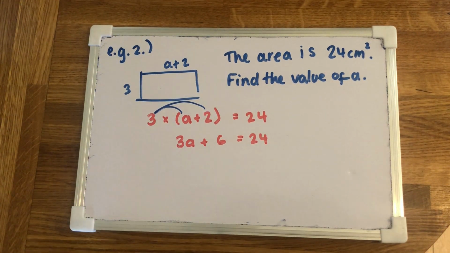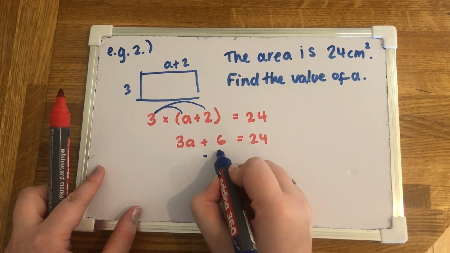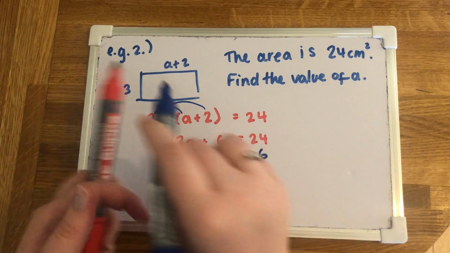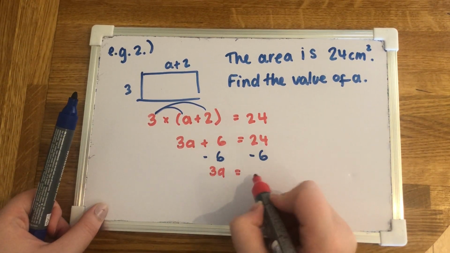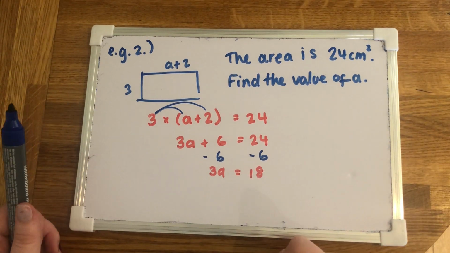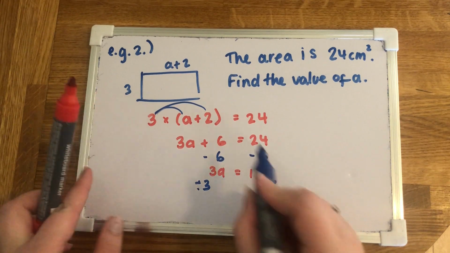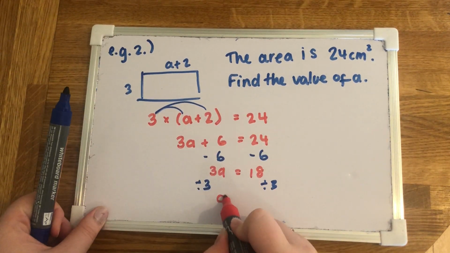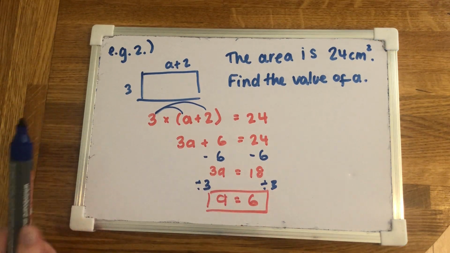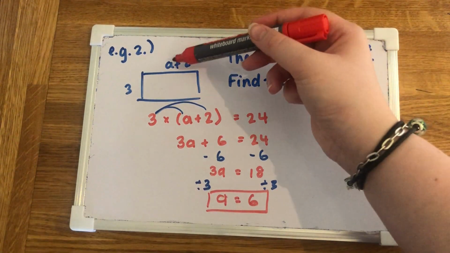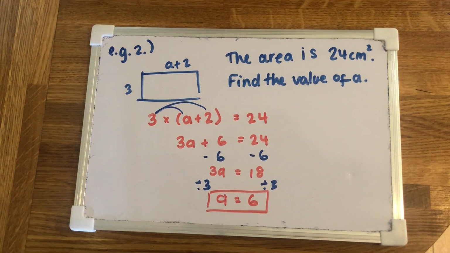Again, our aim is just to get A, so we're going to have to deal with this positive 6 first. So I'm going to subtract 6 from both sides, which gives me 3A is equal to 18. And then we divide by 3, which gives me that A is equal to 6. Okay, now you can always check it, so if you put 6 into here, 6 plus 2 gives you 8, 8 times 3 is 24, so it does work.